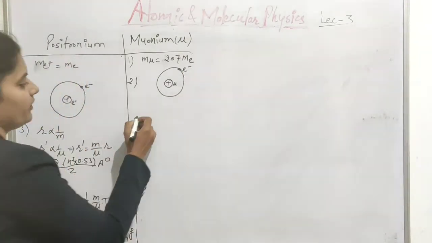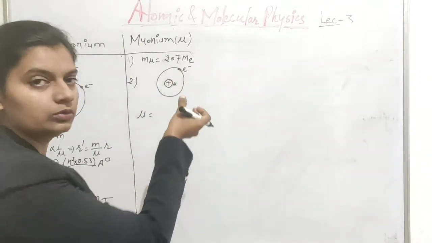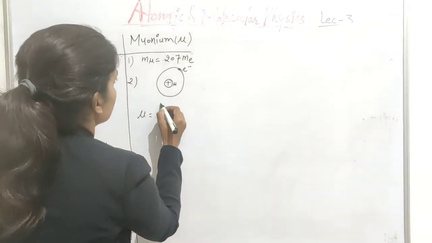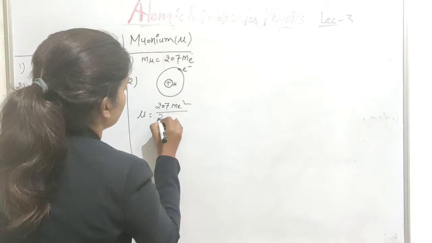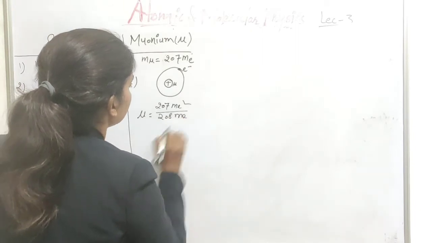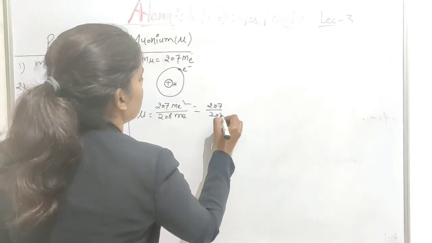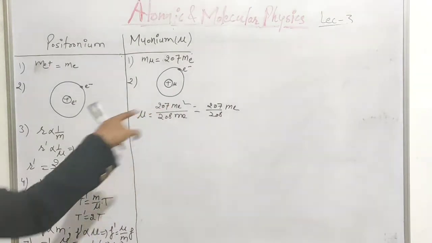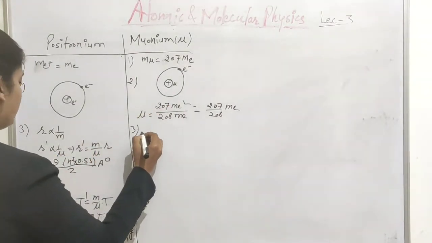So first we find the reduced mass. So reduced mass is m1 m2 over m1 plus m2. So the mass of muon is 207 me square over 208 me. So this will come out to be 207 over 208 me. So this is the value of reduced mass. Next we will see the value of radius.